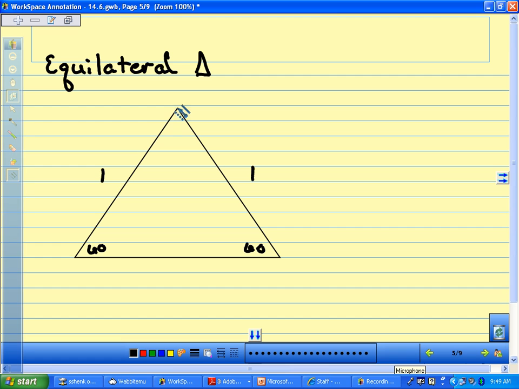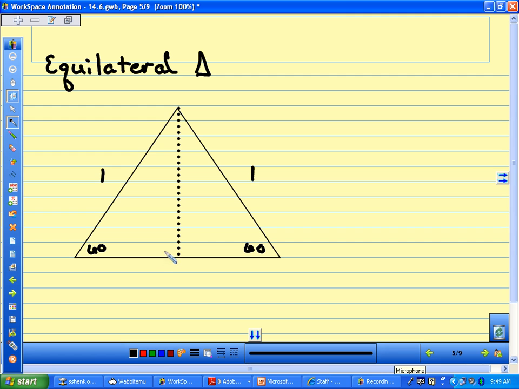An altitude goes from one vertex to the opposite side, forming what kind of lines? Perpendicular lines which form right angles. So that's a 90-degree angle. Now, in an equilateral triangle, that altitude not only formed a 90-degree angle, it did 2 other things. What did it do to this side? It cut it in half. So instead of having 1, we've got what and what? 1/2 and 1/2.